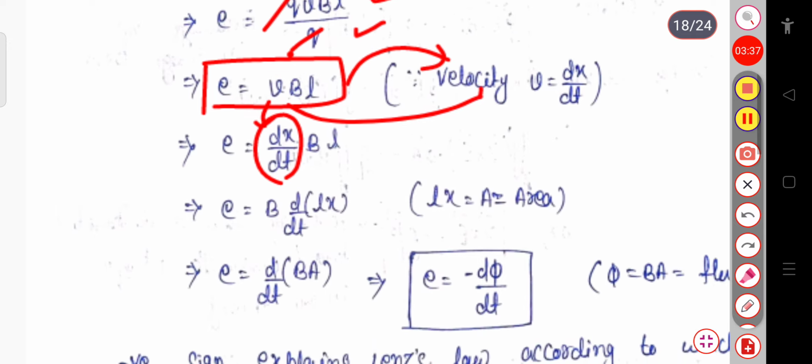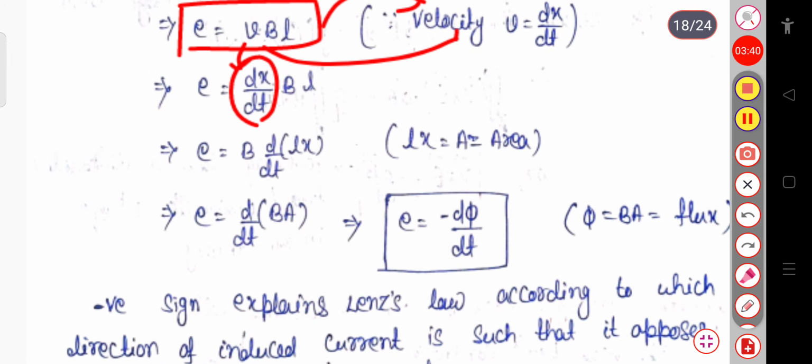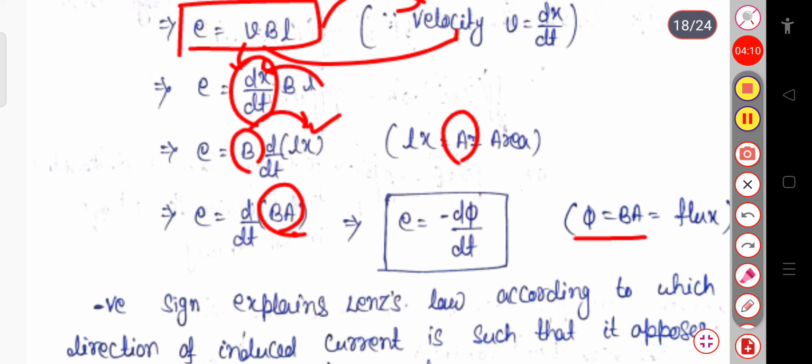Now this can be written as E equal to, taking L, the derivative d by dt of Lx, because these are constant. Lx is your area, so we can write this as d by dt of B, if it is taken inside, times A. This BA, the magnetic field into area, is nothing but your flux. This phi can be written as phi equal to BA, the magnetic flux.